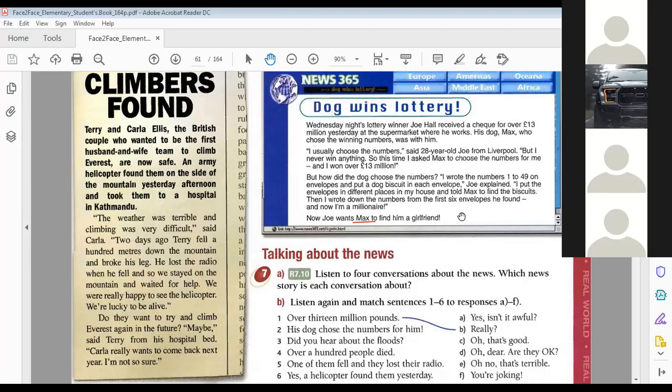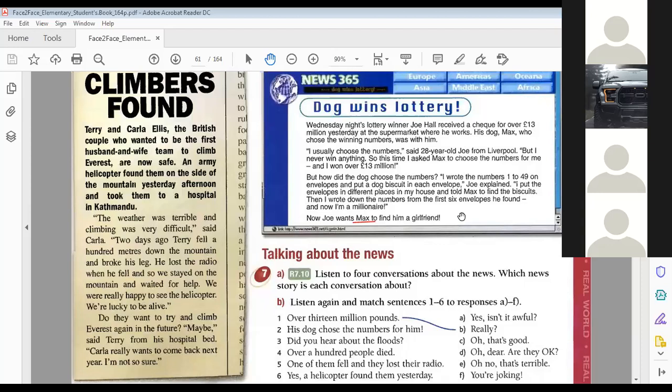Because Joe wants his dog to find him a girlfriend. To find who? To find a girlfriend for the dog? Or a girlfriend for Joe. A girlfriend for Joe. Yes, but because what? He believes in his dog. Yes, he believes in his dog. But why does he believe in his dog? Because he depends on him to win a lottery. Yes, exactly. To choose the numbers. Because the dog is very good at choosing things, right?